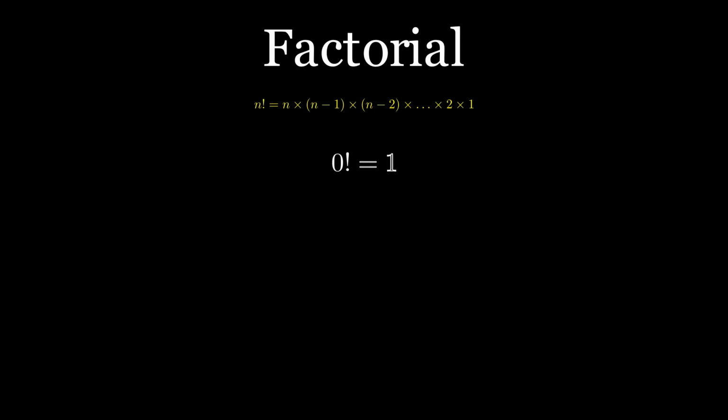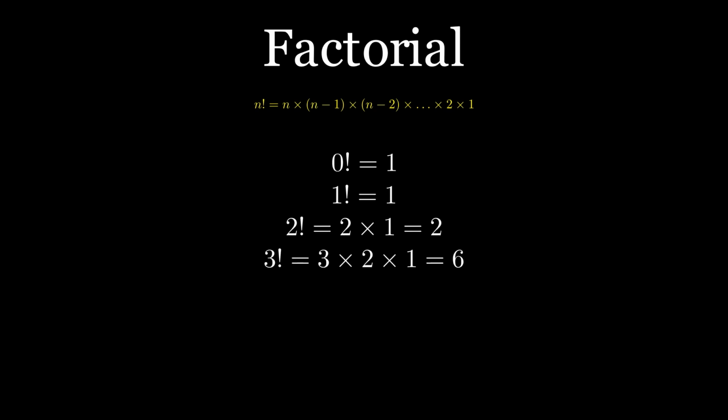Factorial of 0 is 1, factorial of 1 is 1, factorial of 2 is 2 times 1, which is 2, and factorial of 3 is 3 times 2 times 1, which is 6.